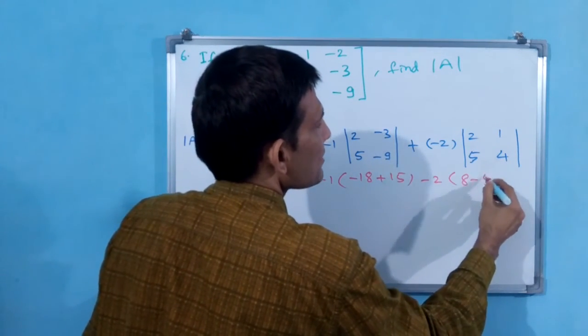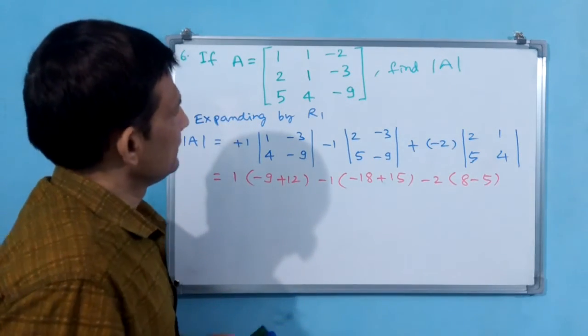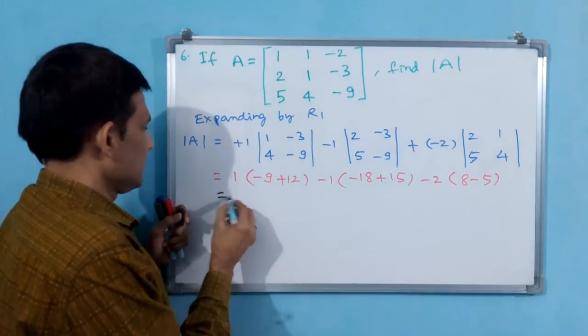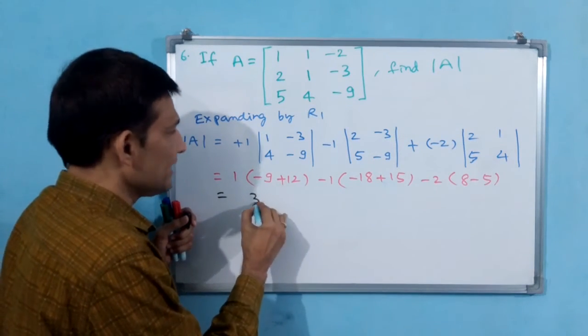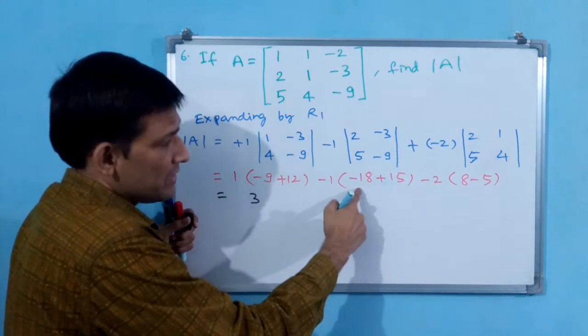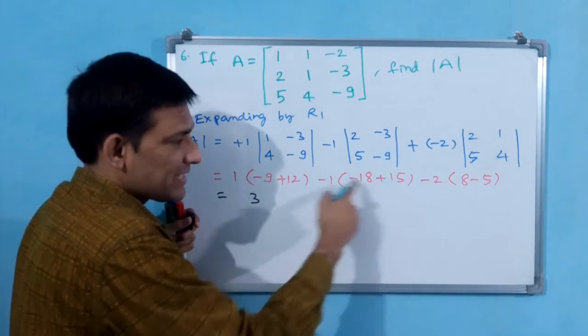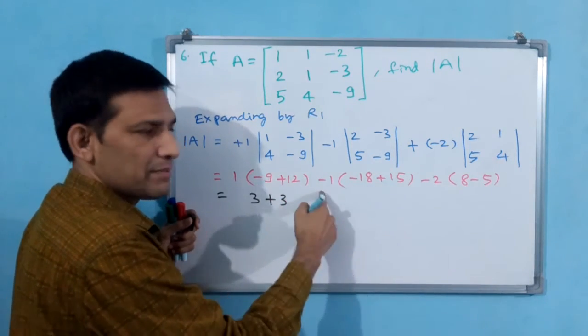8 minus 5. Okay. 1 into something over here. 12 minus 9 is 3. You see, minus 3 will come here. Minus 18 plus 15, minus 3. Minus 3 into plus minus 1 plus 3. Minus 3 plus 3. Okay.